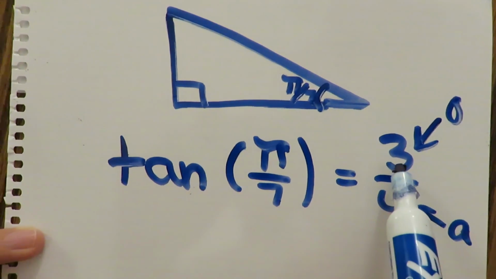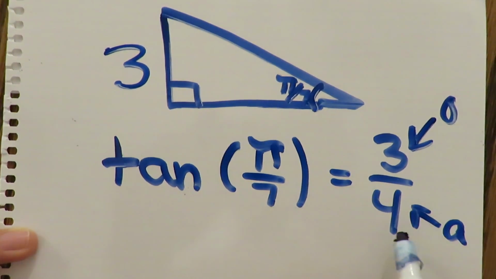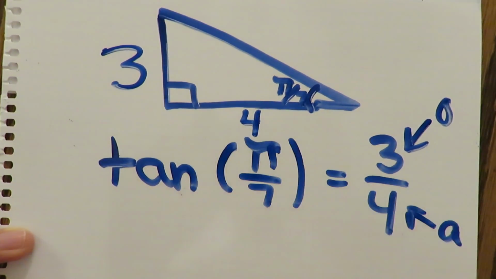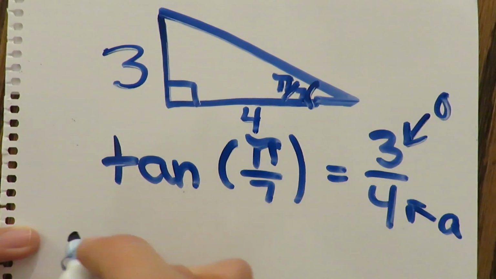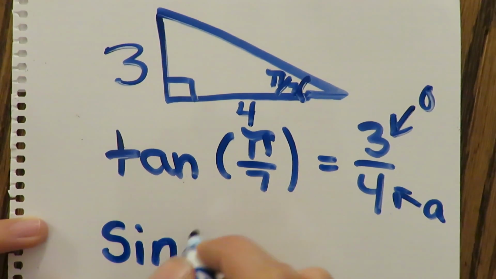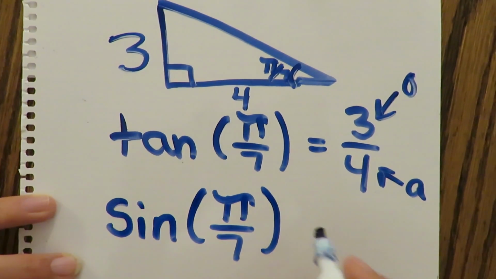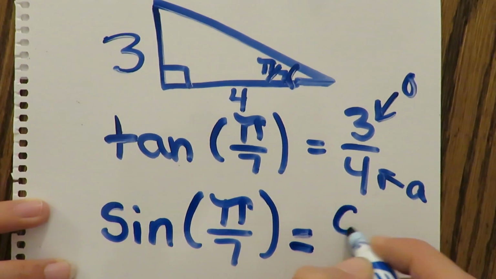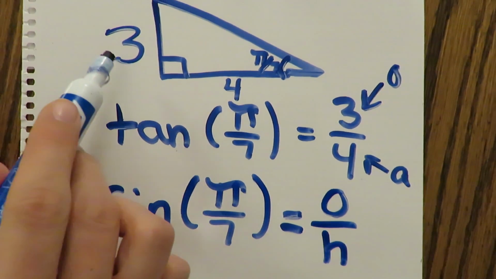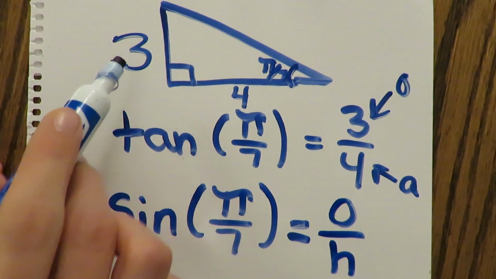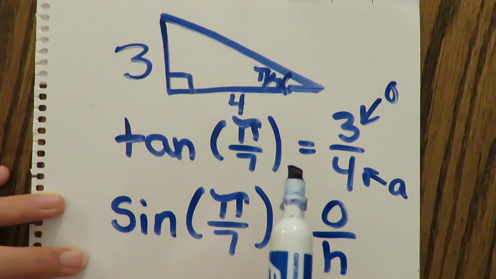So that literally means that the opposite line is a length of 3, and the adjacent line is a length of 4. So I have this triangle and I have pi over 7, and I want to find now what sine pi over 7 is. To get sine pi over 7, I need to know the opposite over the hypotenuse. Well, I know that the opposite is 3, just like how it was in tan, but I don't yet know the length of that hypotenuse.